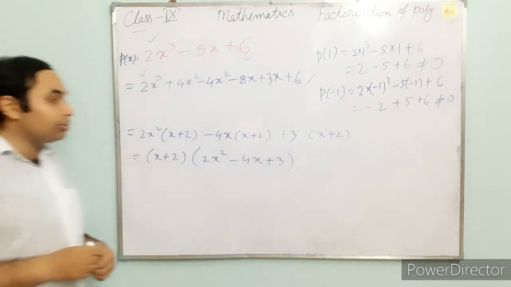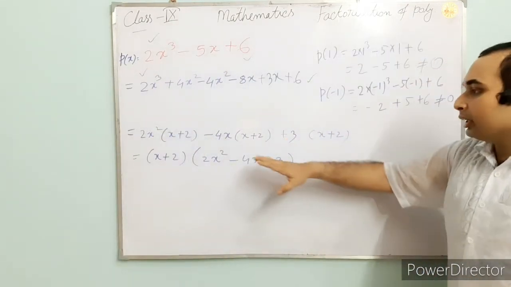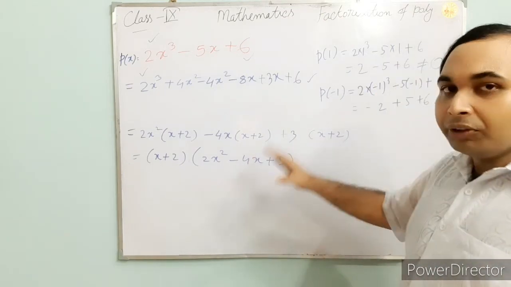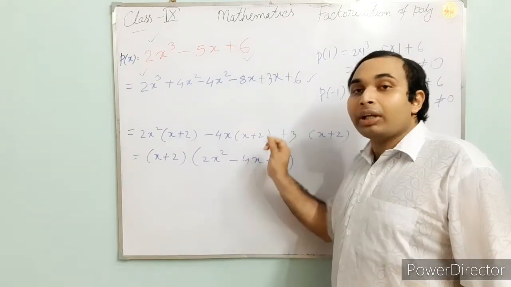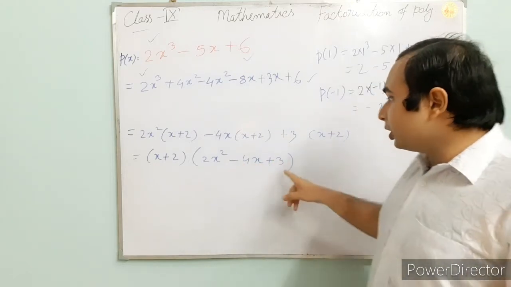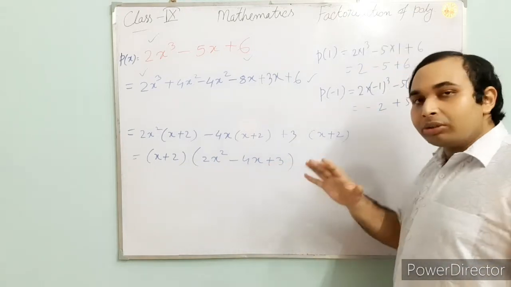Now one thing you have to do is check whether we can do the middle term factor on this part or not. If we can do the middle term factor, we have to do it, otherwise it's okay. So we have to check this one, whether it comes in middle term factor or not. Sometimes it will not come.